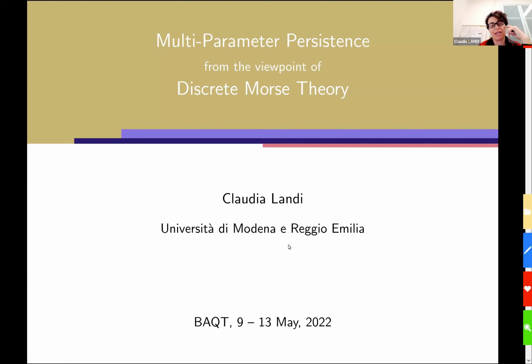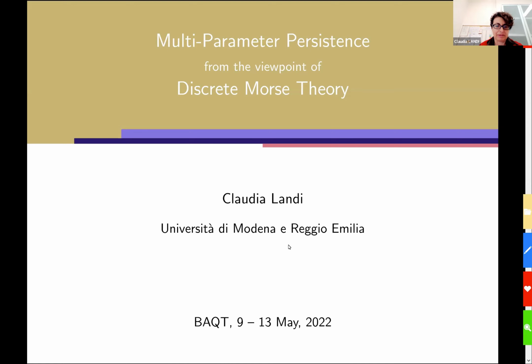Today I'm presenting some recent and less recent works of mine, trying to connect the theory of multi-parameter persistence with the discrete Morse theory.